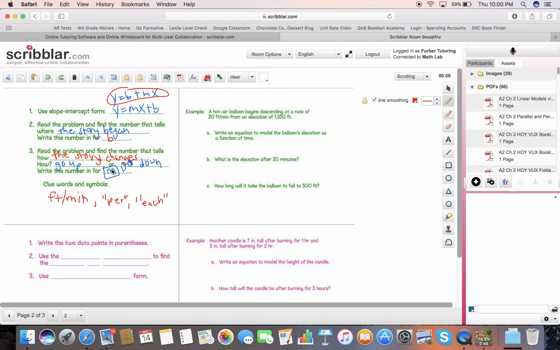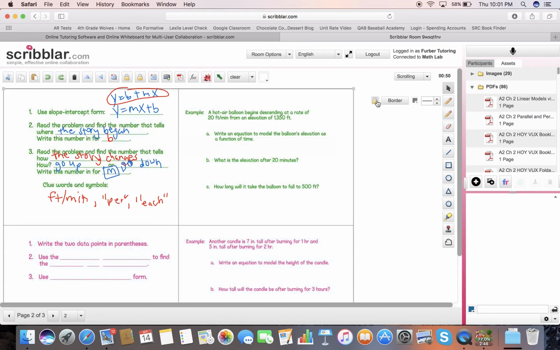If you see those words, the number associated with them is going to be your rate of change, what is being added to it or what is being taken away from the original starting point. Let's look at some examples, and this will make it a little easier, okay? Look at the example here.